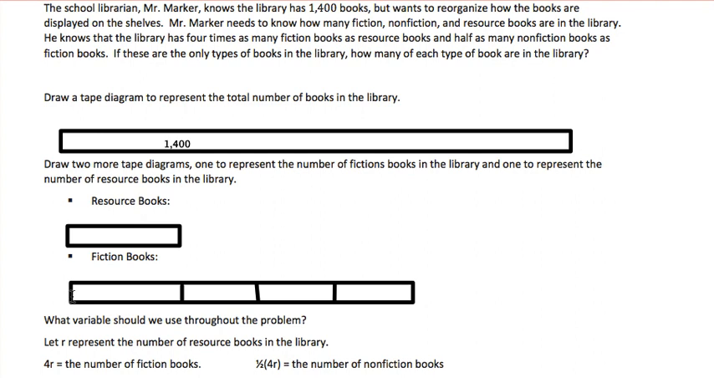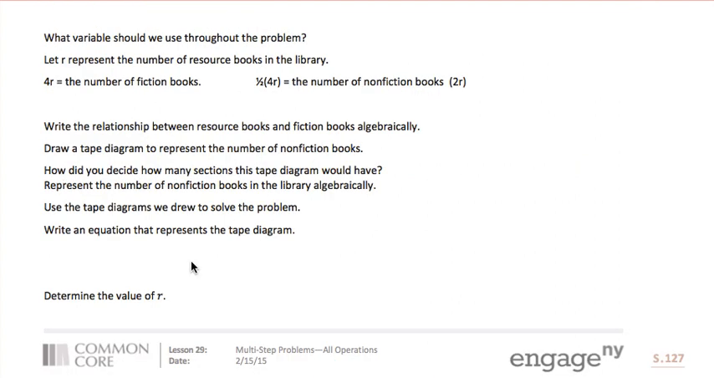And if we drew the tape diagram for that, we would take our 4R and we would cut it in half, which would give us 2R. So we'll put in parentheses 2R is the number of nonfiction books. Now I've skipped down to writing an equation that represents the tape diagram because we've talked through all of those parts. But ultimately what we have then is R, the number of resource books, plus 4R, which is the number of fiction books, plus 2R, which is the number of nonfiction books, and altogether they equal 1,400 books.